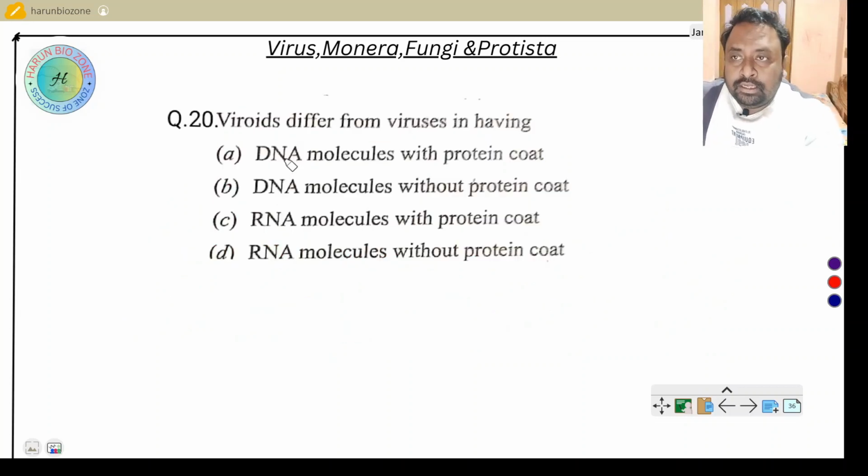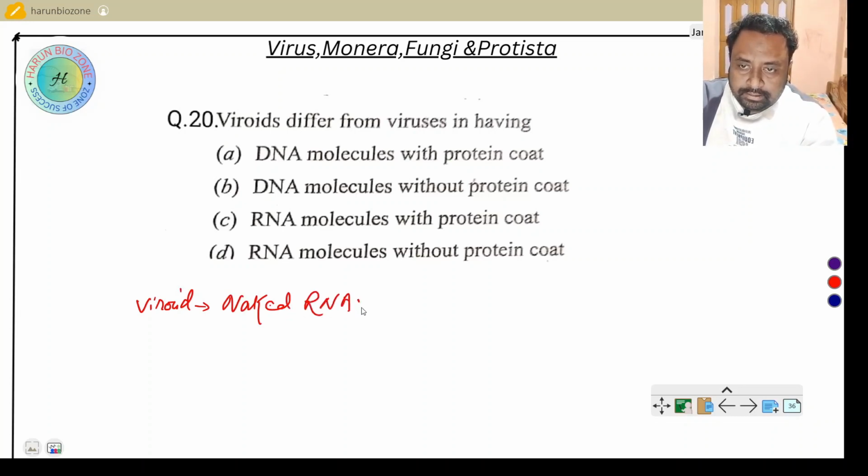Next question: viroid differs from virus. So what is a viroid? A viroid is a naked RNA molecule. No capsid or capsomere is present. Viruses have DNA or RNA with a protein coat, while viroids are RNA molecules without a protein coat. D is the correct option.